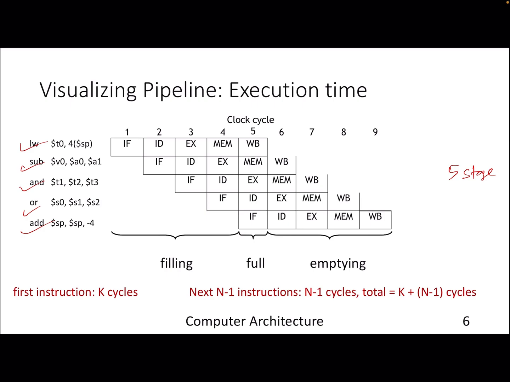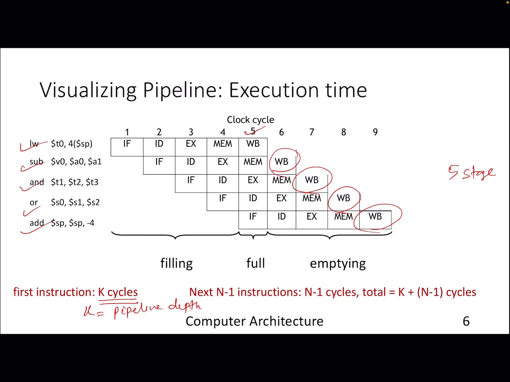So the first instruction itself takes 5 cycles to complete. Here K denotes the stage, the pipeline depth, or the number of stages. So the first instruction is done in 5 cycles, which is the depth of the pipeline. And since we are dealing with 5 instructions in total, the next 4 instructions will take one additional cycle each. Right? So they will be done with 6, 7, 8, and 9.